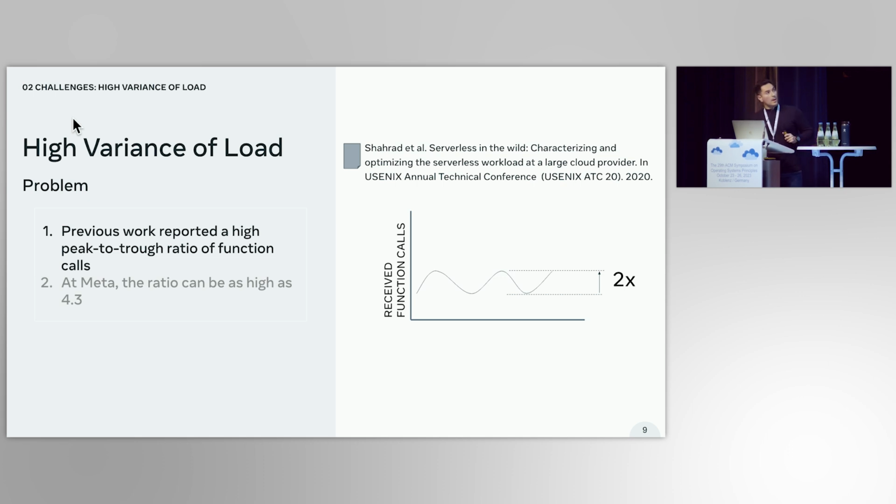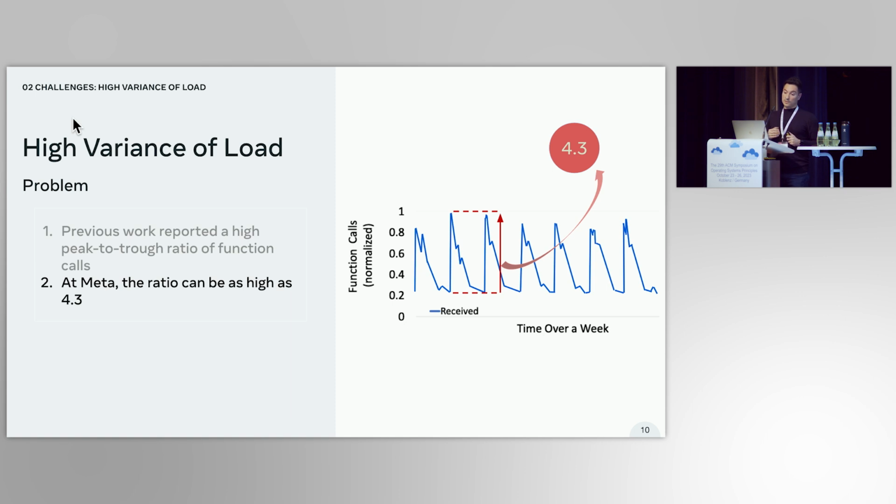And what you see on the right-hand side is some statistics that have been published previously, and it shows the graph of the received function calls, where it has been reported that the ratio of the peak to the trough can be as much as 2x. And at Meta, we measured this, and we found that this ratio can be even higher. So it can be 4x sometimes. And XFaaS runs the risk of severe waste if we don't provision the resources to handle this.